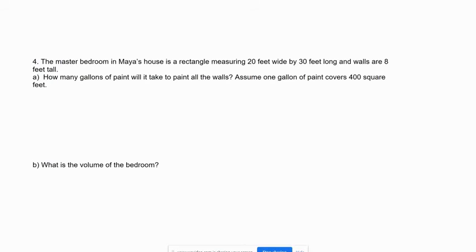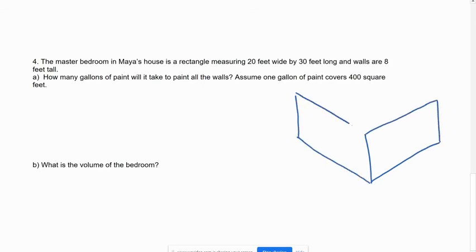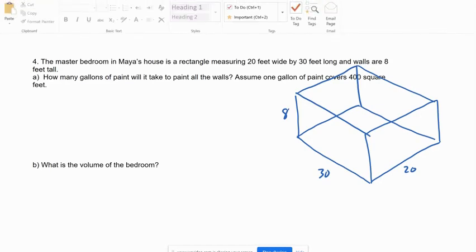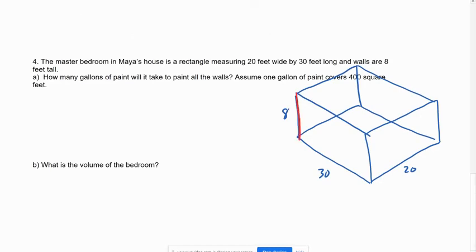For our next example, we have a rectangular master bedroom measuring 20 feet by 30 feet, and the walls are 8 feet high. So we can picture this room is just like a box or a prism. And so if this measures 20 feet by 30 feet and the walls are 8 feet high, we need to find the area of the walls. And there are 4 walls. So let's take this wall right here.